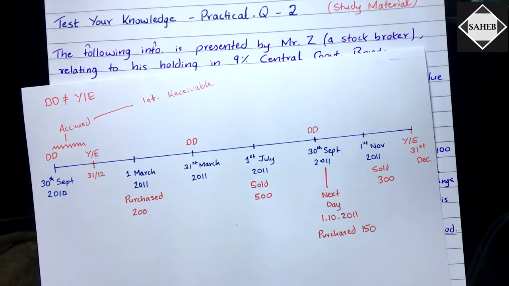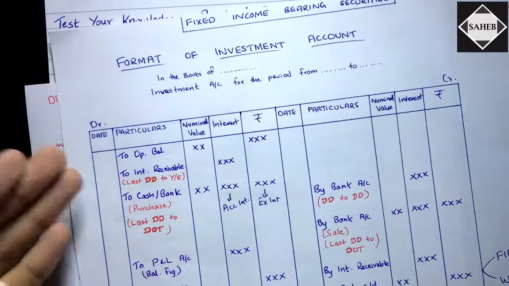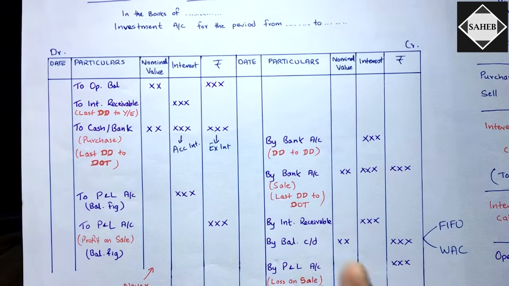So in the ledger account, what will happen? In the ledger account, simple. In to interest receivable, by interest receivable. Samjha na? Simple hai. And the calculation for that, last due date to the date of year end. Okay. That's how you will take the period for the interest calculation.